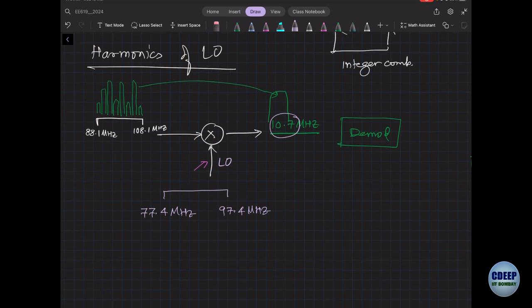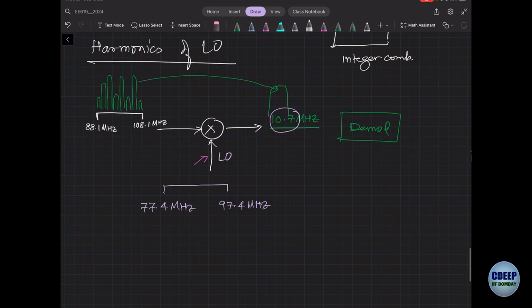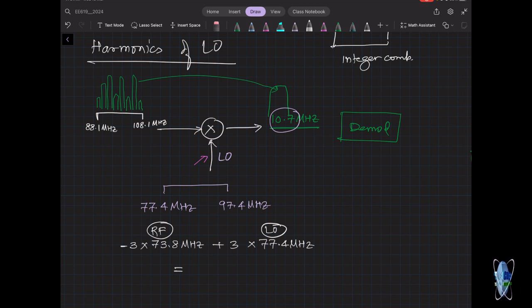Now, let me tell you something which is very interesting. Let's say you take minus 3 times the RF megahertz plus 3 times 77.4 megahertz. Can you calculate what this number is? Let's say my RF is at this frequency and my LO is at this frequency. This is just to demonstrate this M and N business for you. Agreed? 10.8 megahertz.